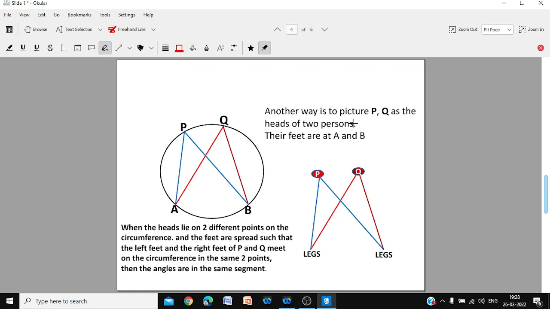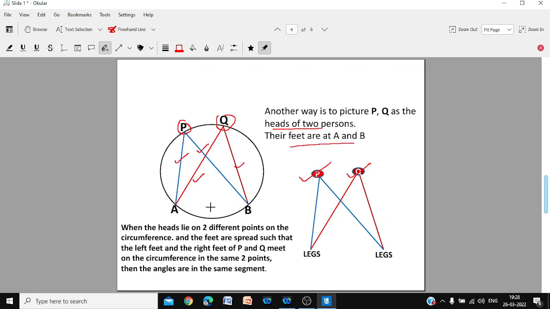Another way is to picture P and Q as heads of two persons. There is a head of P and there is a head of Q. So this, think of as a head. Here also think of as a head, the head of a person. And this is the leg. The green two legs belonging to P and the red legs belonging to Q.